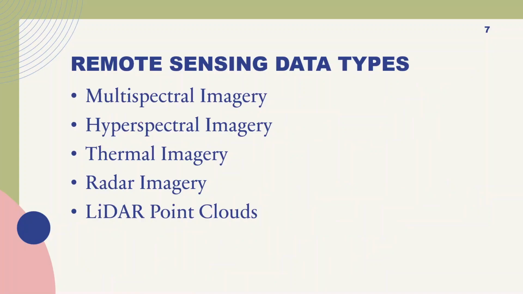Now, remote sensing data types. We have the multispectral. When we say multispectral, it has multiple spectrums. Normally it has four: the red, green, blue, and then the infrared. So you can use the multispectral with different spectrums to access. And then we have the multispectral image. Those images are the ones normally given by the satellite.